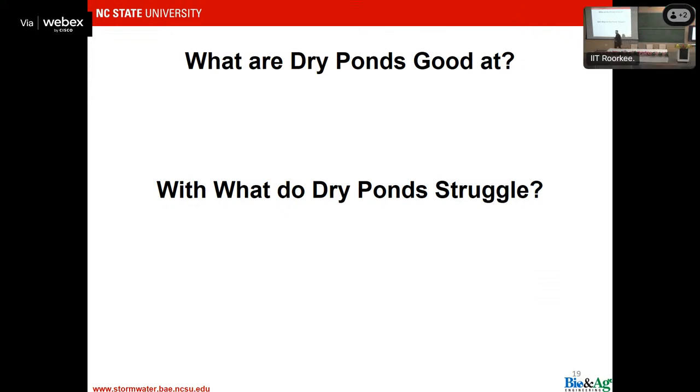You put a dry pond in, what's one thing you feel pretty confident it can do from a hydrologic or water quality standpoint? What's that? Yes, that is the main thing they're good at.